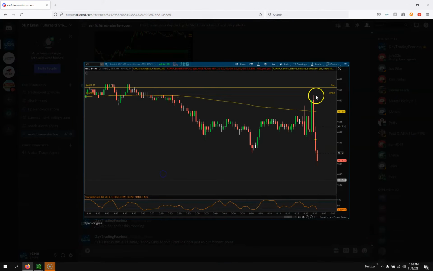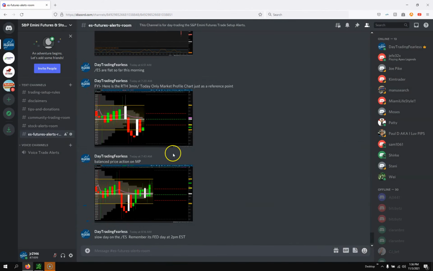There was the VPOC, went right to the VPOC and reversed. And then just gave you guys a couple updates on market profile. The reason I send out these updates is so you could see what's going on under the hood.